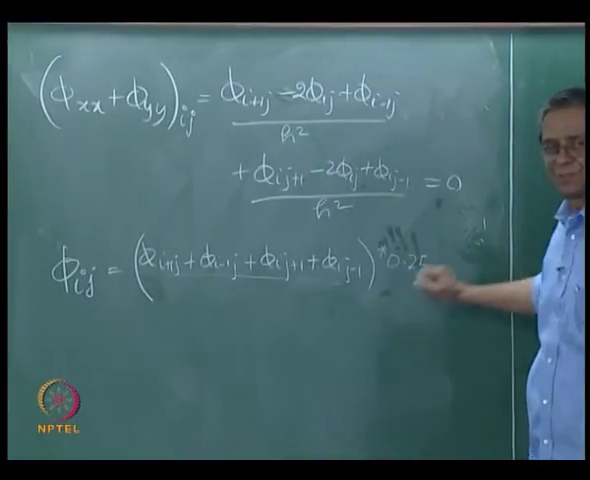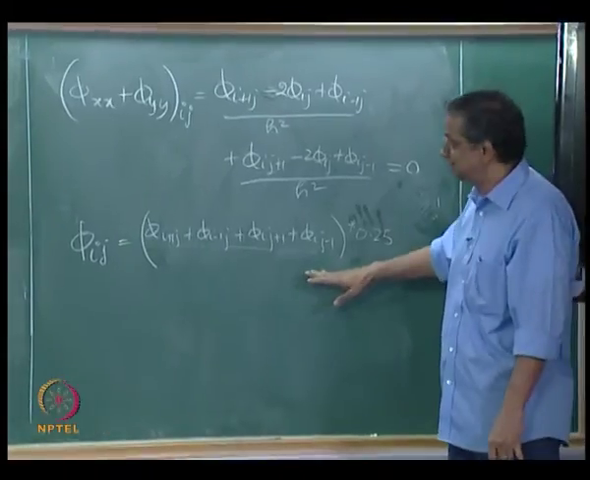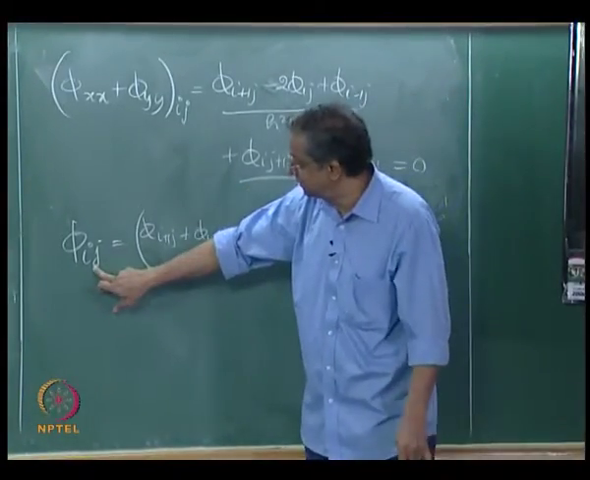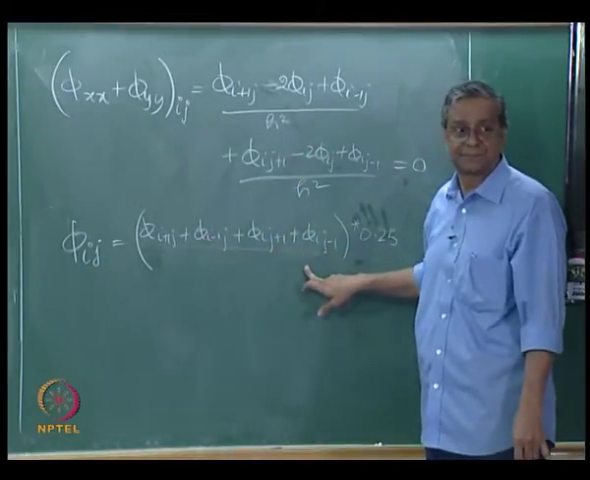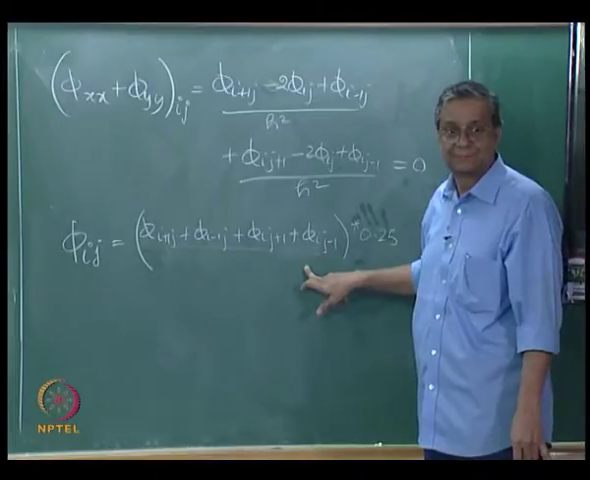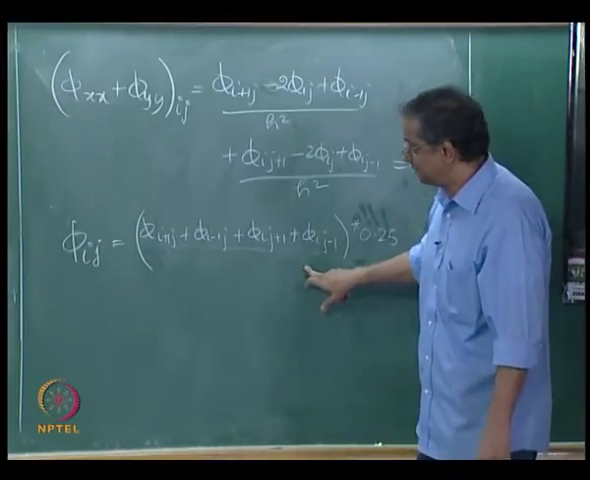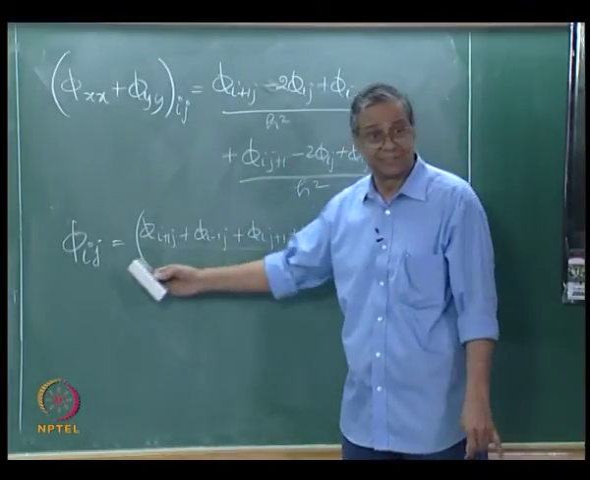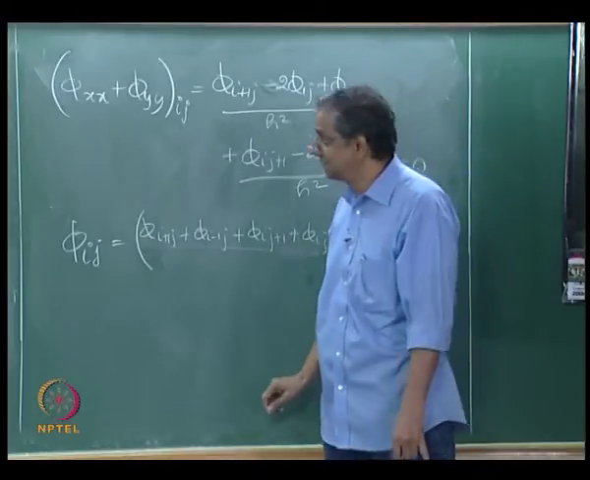But the by 4 is important, it is the average of the neighbors, that is the key. So the solution to this equation at this point, the value at this point, is the average of the values at the neighboring points. Okay, is that fine? So now we have some mechanism by which we can represent Laplace's equation at a given point. We will see what we can do with this.